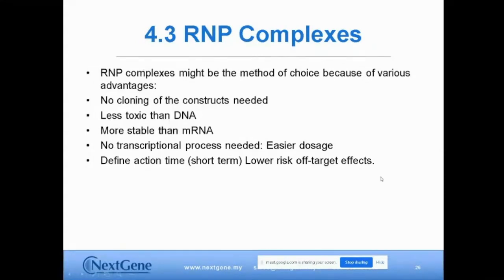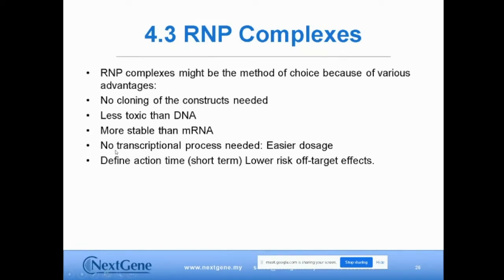Okay, so the third one will be when we choose to use the RNP complexes. There are several advantages of using RNP complexes compared to the mRNA method as well as the plasmid DNA method. First, no cloning of the construct is required. Secondly, the complex is less toxic than DNA. Thirdly, it's more stable than mRNA because, of course, RNA molecules are very fragile and easily degraded.